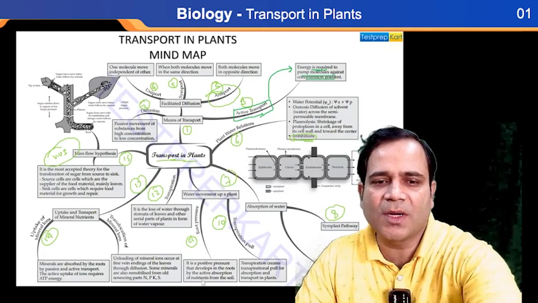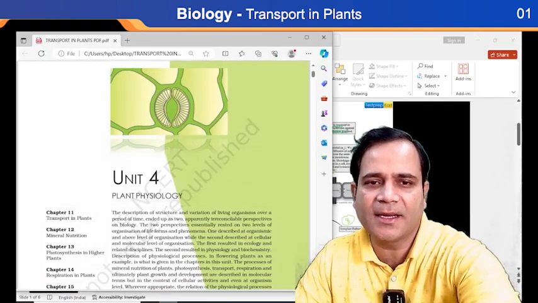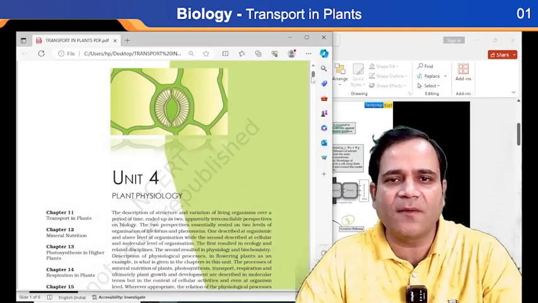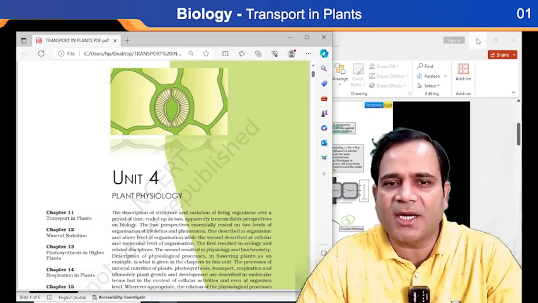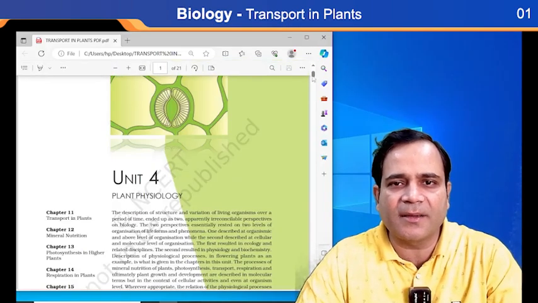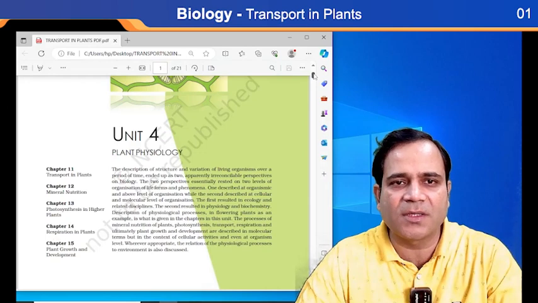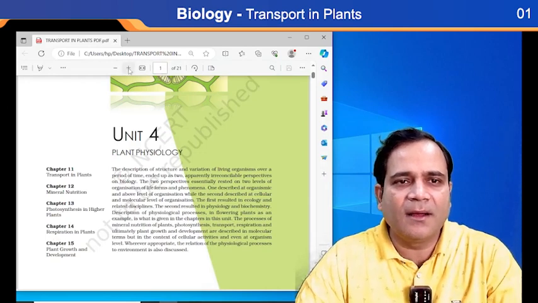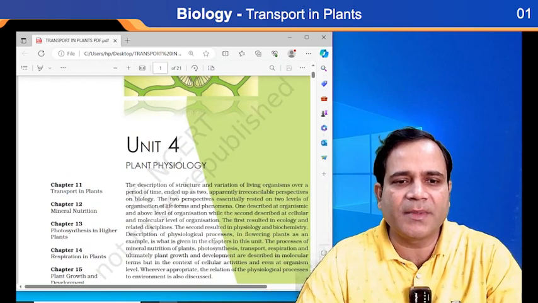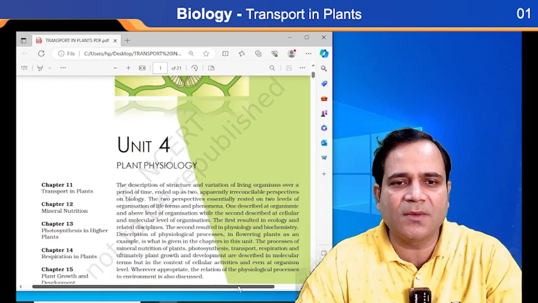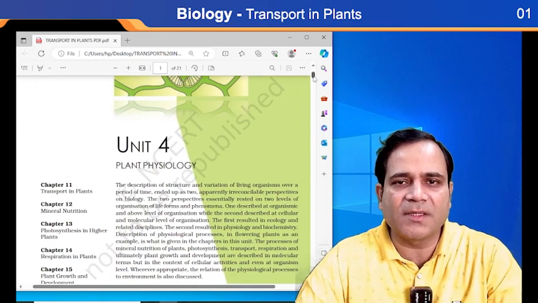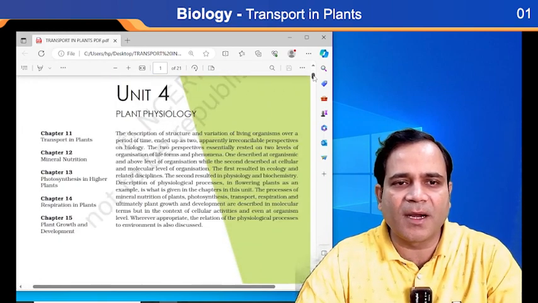Let's see this one, NCERT Unit 4, Plant Physiology. Each and everything is given to clear here, my dear. See, this one is plant physiology. Getting my point? Wait, make it bigger so that it's easy to see. You getting this one? Plant physiology. So Unit 4, plant physiology, my dear.